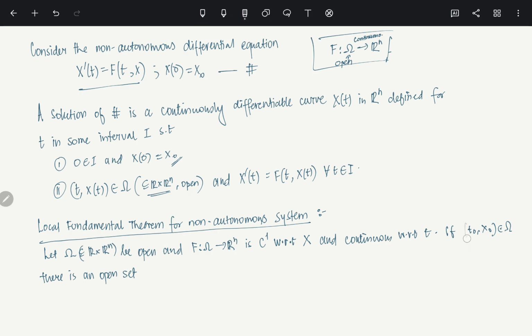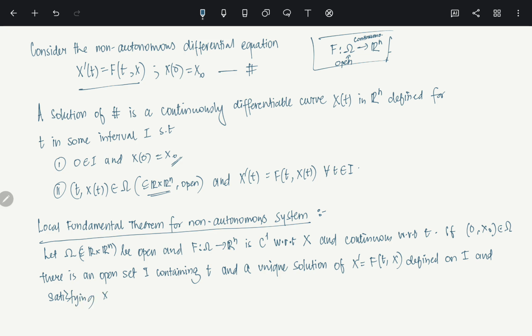Let me put it this way. If (0, x naught) is in omega, and f is C1, then there is an open set I containing t, so you will have a unique solution of x prime equals f of t, x, defined on I, and satisfying x at the point 0 is x naught.